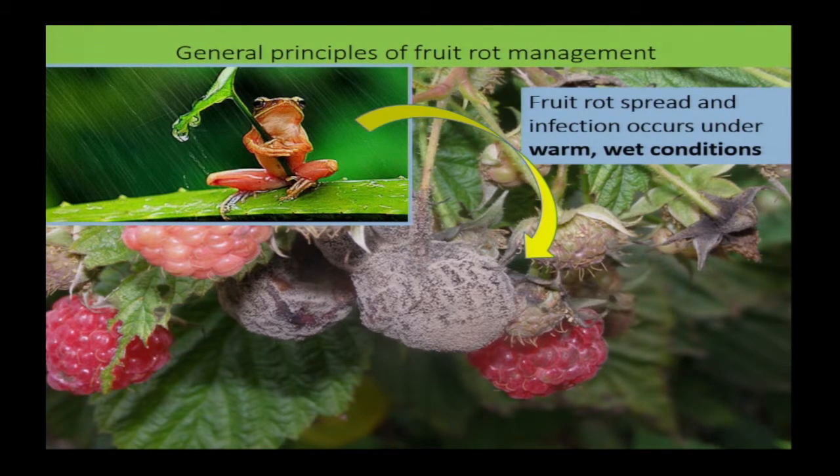And of course, as Carrie was talking about, when you have warm, wet rains, so when you have frogs walking around with umbrellas, then you know that you need to protect your fruit because this is favoring infection and it's favoring spread.